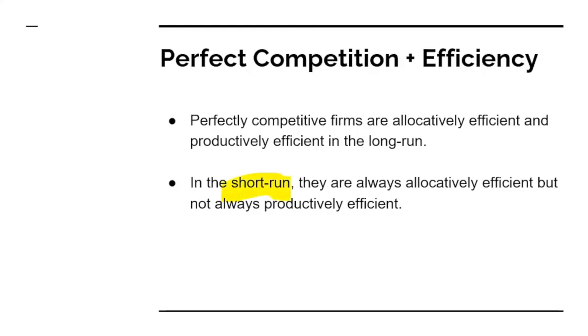In the short run, right, they are always allocatively efficient, right? In the short run, firms in perfect competition are always allocatively efficient because they're always going to be producing at that profit maximizing point where MR equals MC. However, they're not always productively efficient, right? Because they're never going to be producing at the minimum of the ATC when they're incurring a profit or a loss.